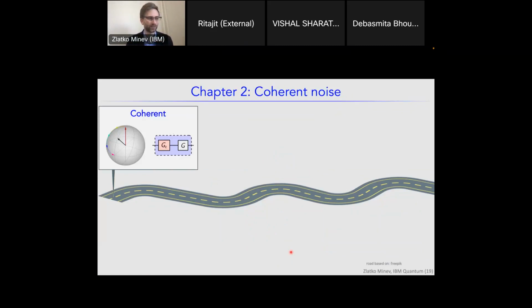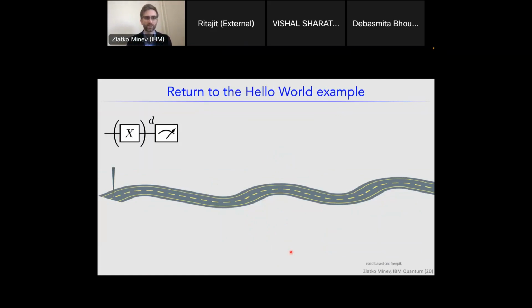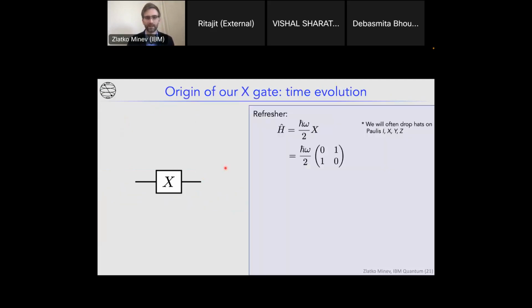So allow me to start with the example of coherent noise and walk us through our simple example, and we'll get progressively more complicated. You notice here I've repeated the circuit we started with, where we repeat the X gate a number of times. To remind you what this NOT gate looks like, it's generated by a Hamiltonian, which looks like this: some Planck's constant times some frequency multiplied by the Pauli X gate, which has the following matrix form in the computational basis.